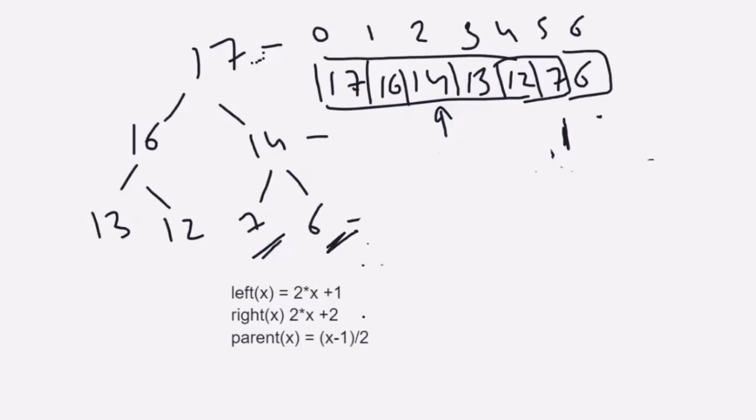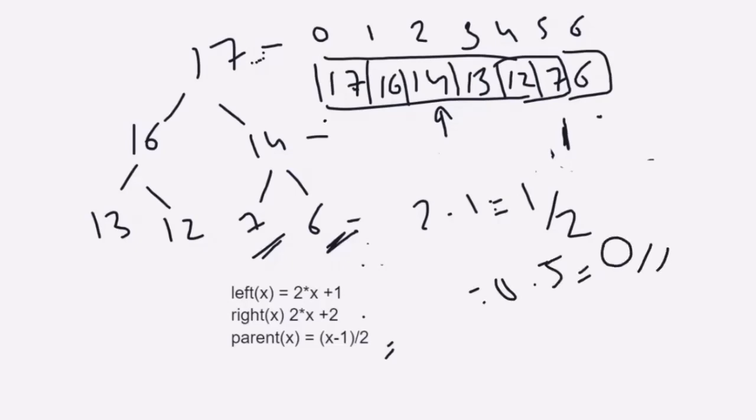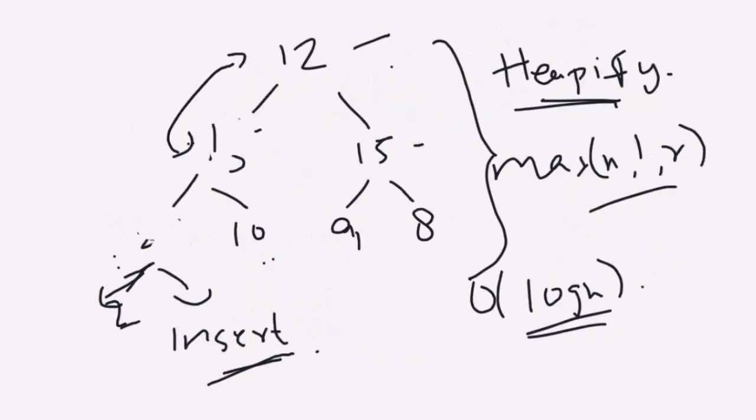If you want to find the parent of 14, that will be 2 minus 1 divided by 2. 2 minus 1 is 1, divided by 2, and the fraction will be ignored. So 1 by 2 equals 0.5, which is ignored and becomes 0. So it will be at index 0, which is 17. That's a good way to find the parent and the left or right element, and that's how we use the heapify and propagate functions to insert and delete elements.